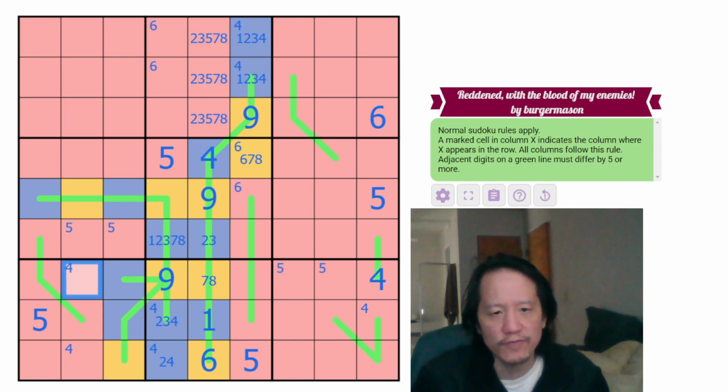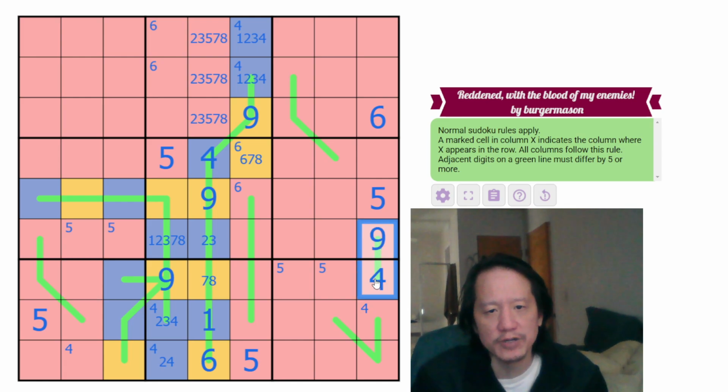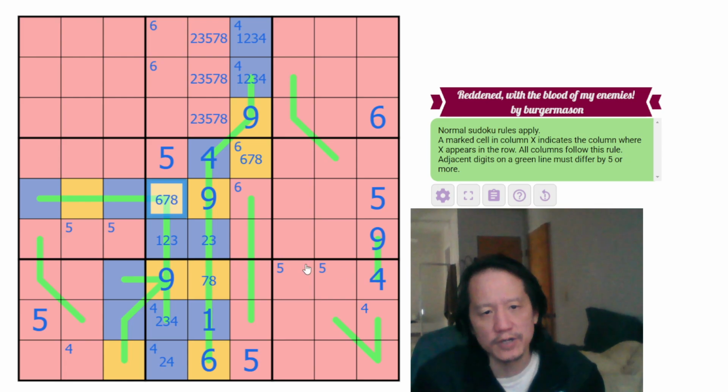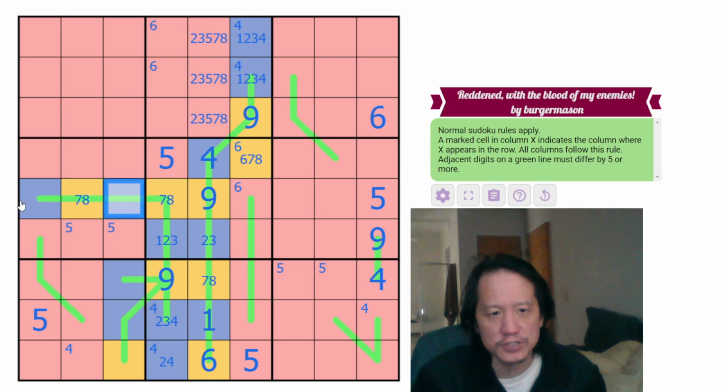So this can't be 4. This then has to be a 9 because on a German whisper line, 4 can only be next to 9. This is a low, so this could be 1, 2, or 3, which is next to 6, 7, or 8. But this can't be 6 because we know 4 has to be here. So this is a 7 or 8. This is a 7 or 8 because it's next to 2 unique digits on a German whisper line. Therefore, this can never be 7 or 8 in the rest of row 5.